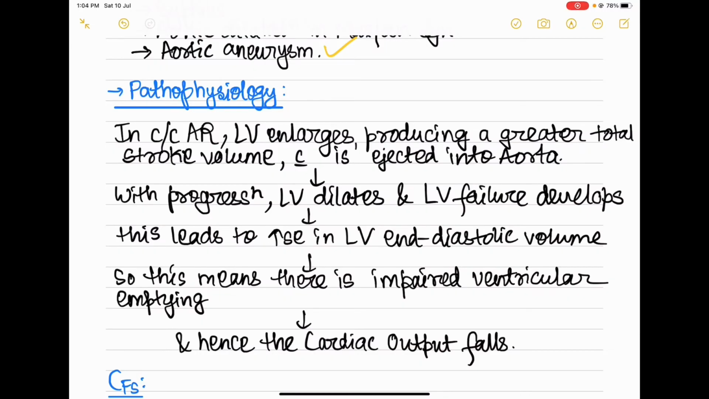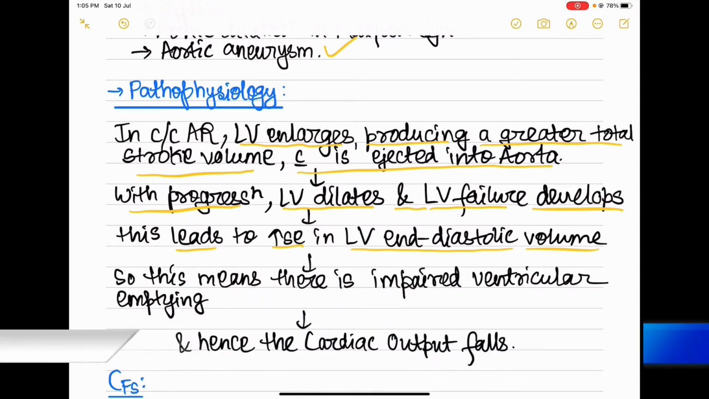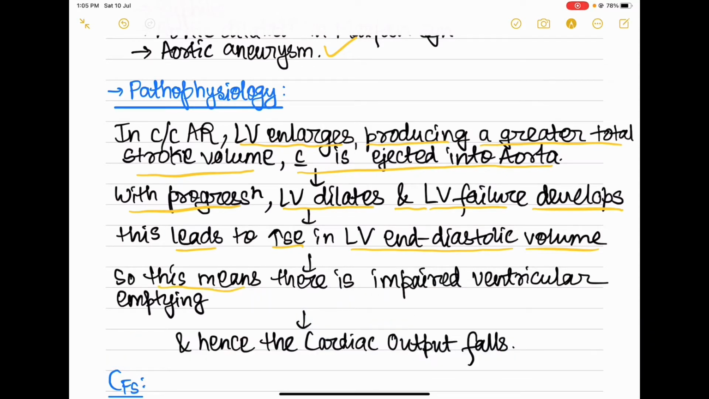Now coming to the pathophysiology of aortic regurgitation. In chronic AR, the left ventricle enlarges, producing a greater total stroke volume, which is ejected into the aorta, and with progression, the left ventricle dilates and finally left ventricular failure develops. Because there is left ventricular failure, there is an increase in the left end diastolic volume. So this means ventricular emptying is impaired, and as a result the cardiac output falls.